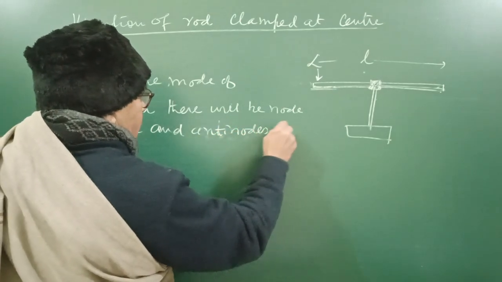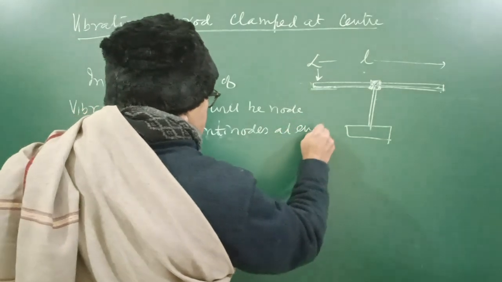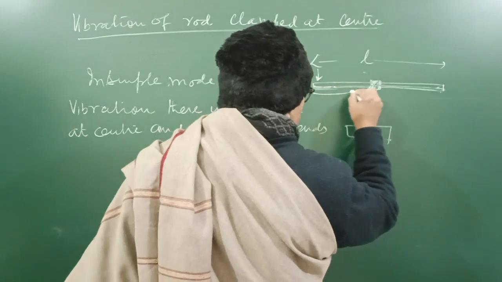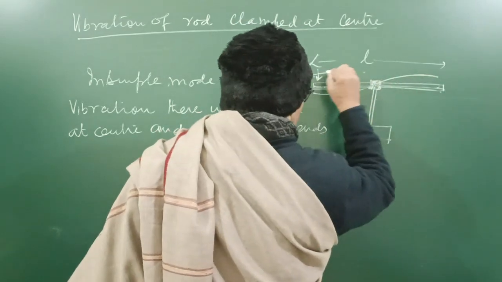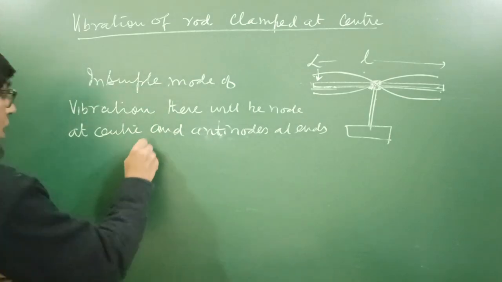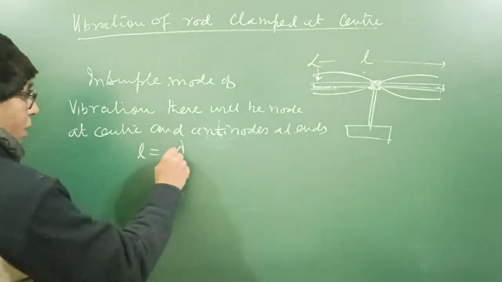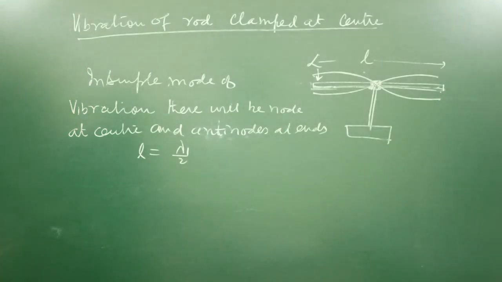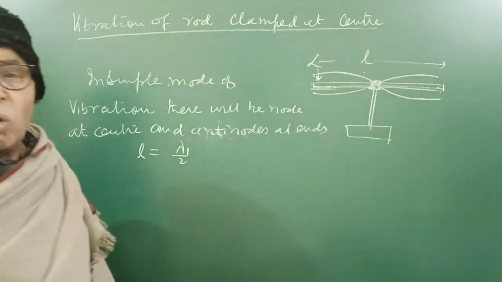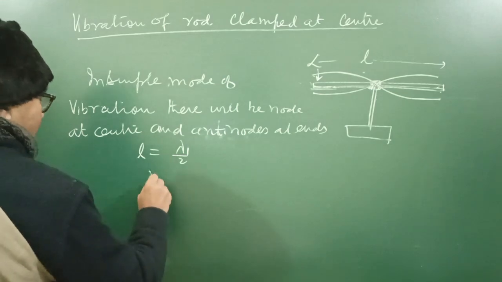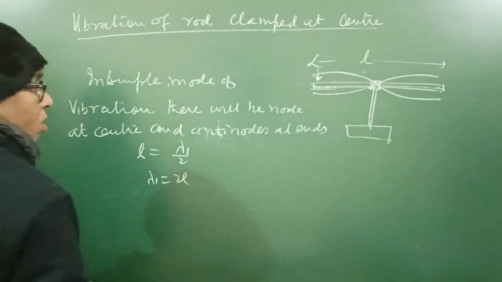Antinodes at ends. That is like this. It will oscillate like this. So here L is equal to lambda by 2, lambda 1 by 2. It is the longest wavelength which can be excited in this rod, whether transverse or longitudinal, whichever it is. So lambda 1 is equal to 2L.